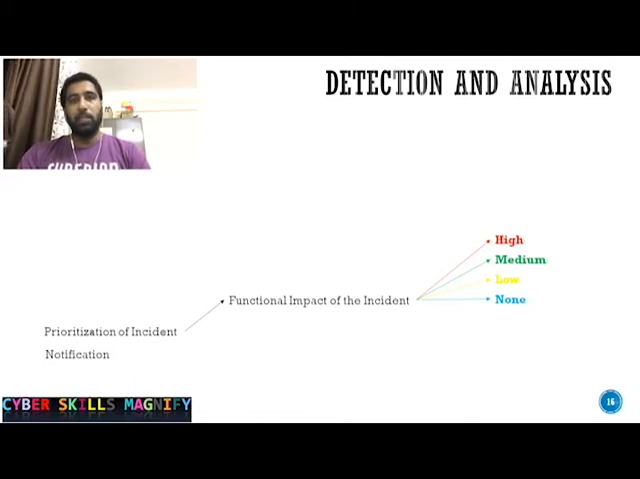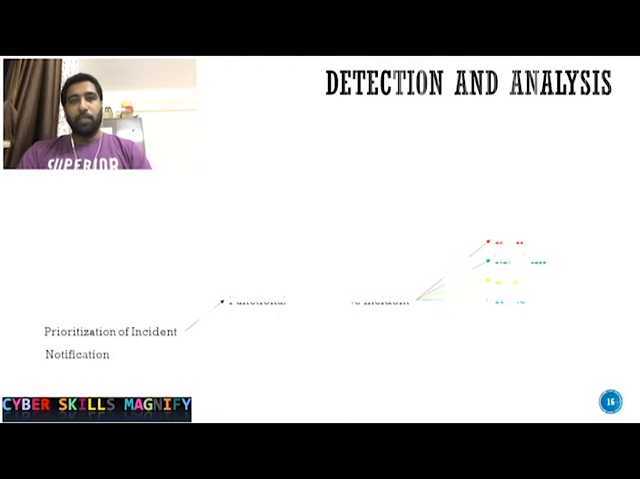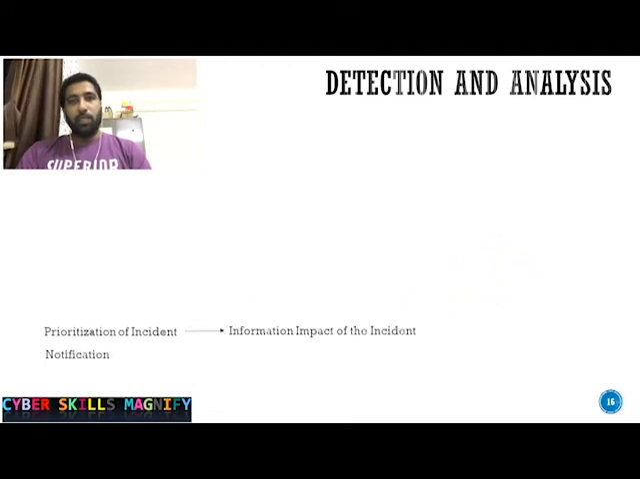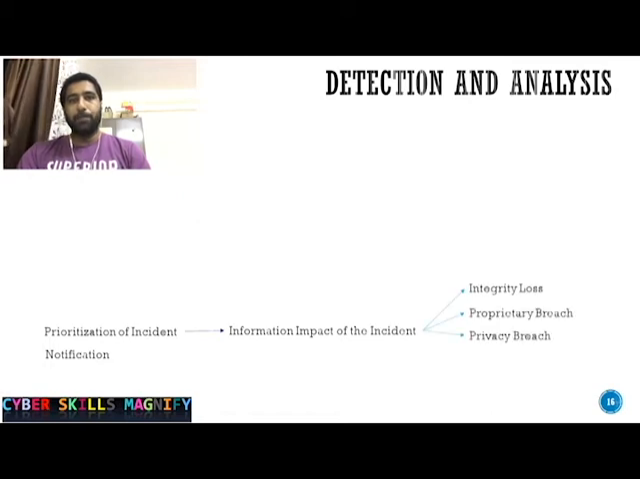Information impact of the incident. Incidents may affect the CIA of the organization's information, that is, the confidentiality, integrity, and availability. For example, a malicious agent may exfiltrate sensitive information. Incident handlers should consider how this information exfiltration will impact the organization's overall mission. So there are different indicators here, like none, privacy breach, proprietary breach, and one more, the integrity breach.